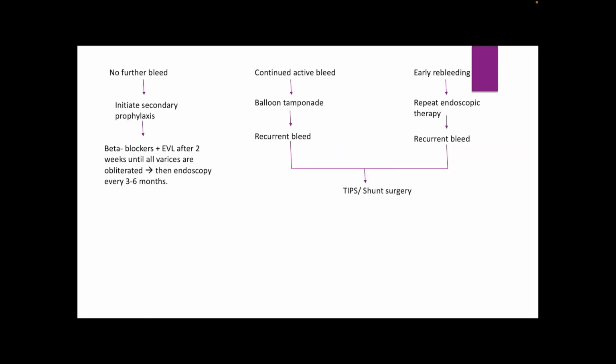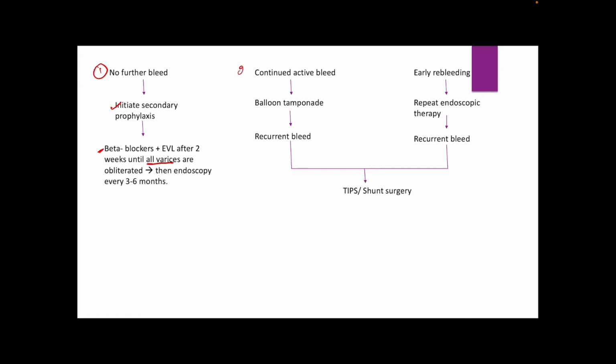If there is no further bleed, case 1, you can initiate secondary prophylaxis, which is basically a combination of beta blockers plus EVL, that is repeat EVL after 2 weeks, until all the varices are obliterated, and then you'll do endoscopy every 3 to 6 months to monitor. So basically the main aim is to obliterate all the varices and then keep monitoring.